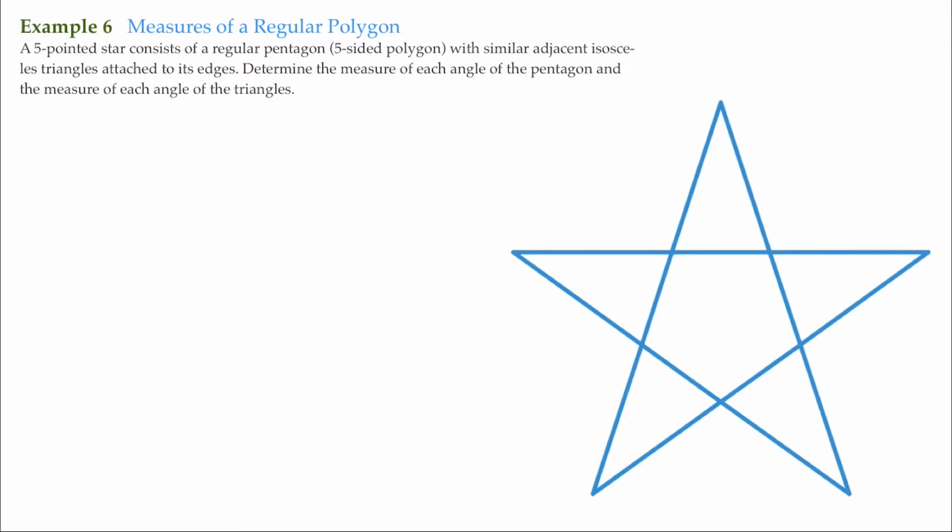So we have this graphic here of this 5-pointed star, and it's made up of a regular pentagon. You can see it right in here. That's a 5-sided figure. So what does that mean? That means the measure of each angle in here is going to be the same. So I'm just going to mark this like this. Put in my tick mark here. That means each angle measure is the same measure.